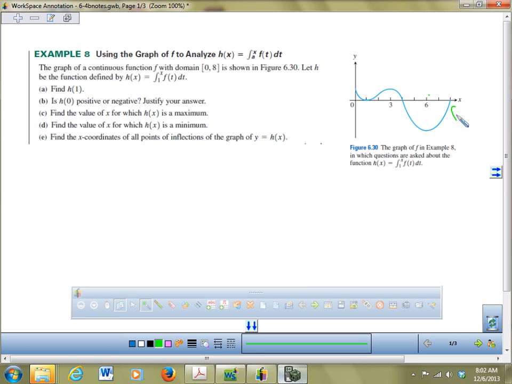You don't know. So this is f. This is the function f. You're thinking about lots of things at the same time. Okay. So who could tell me what h of 1 is? Very good.